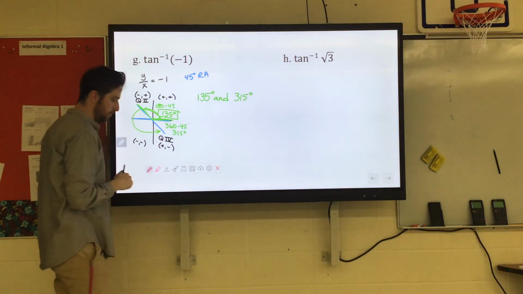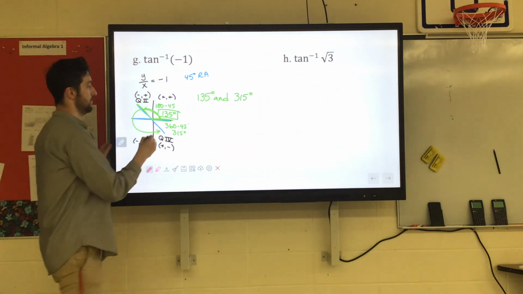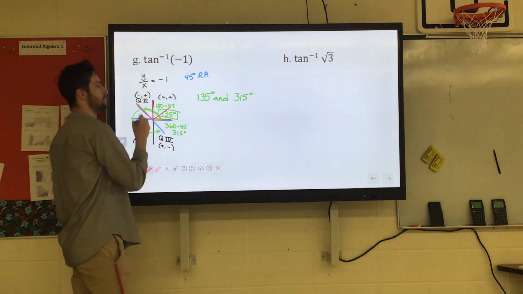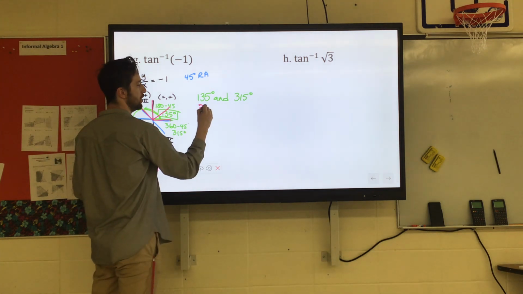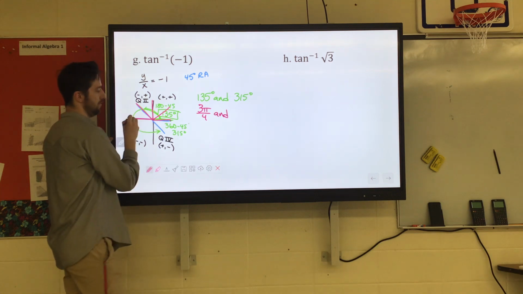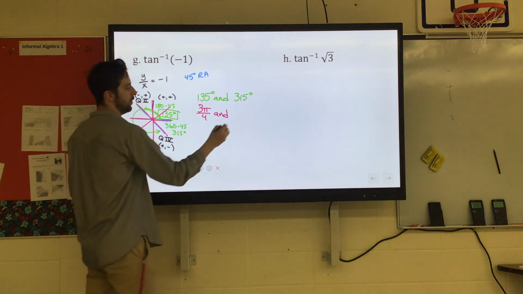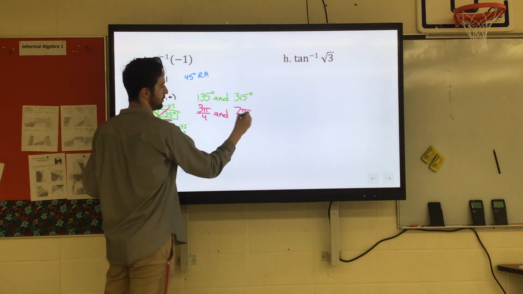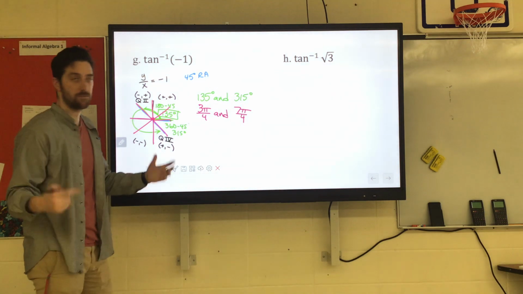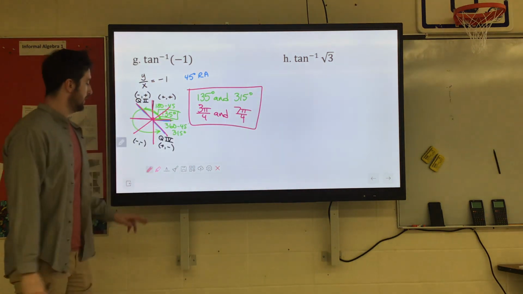So again, the 45-degree reference angle, 45 is pi over 4. So here's 1 pi over 4, 2 pi over 4, 3 pi over 4, 4 pi over 4, 5 pi over 4, 6 pi over 4, 7 pi over 4. And one full rotation would be 8 pi over 4, which simplifies to 2 pi. So we're feeling fresh right there.